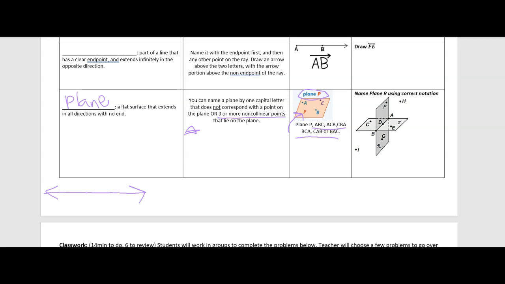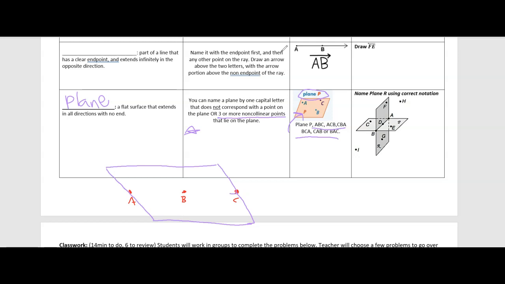Let me draw you a little reason for why the points must be non-collinear. So let's say I have 3 points that are collinear. Say A, B, and C. And let me draw a plane between them using purple. Okay, so there's one plane that you could draw.